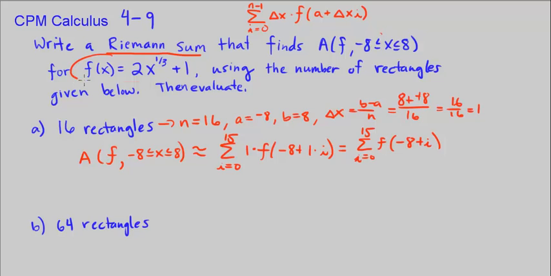We have the function f of x here, so we can plug that in. That's the sum from i equals 0 to 15 of f of that, which is 2 times that. Instead of x, we have -8 plus i. So we have 2 times (-8 plus i) to the power of 1/3, plus 1. Let's go ahead and evaluate this in our calculator.